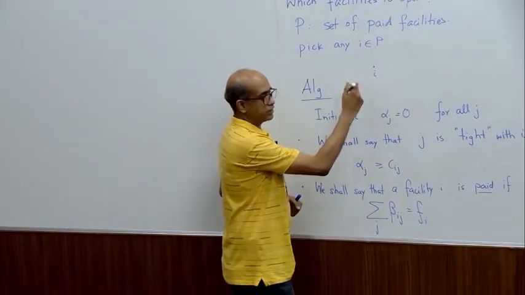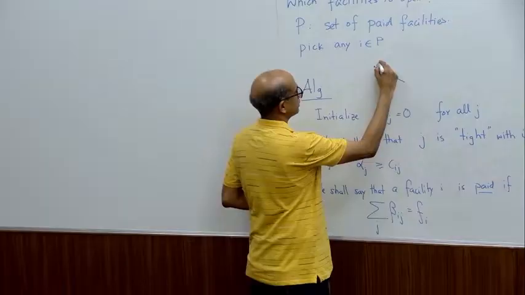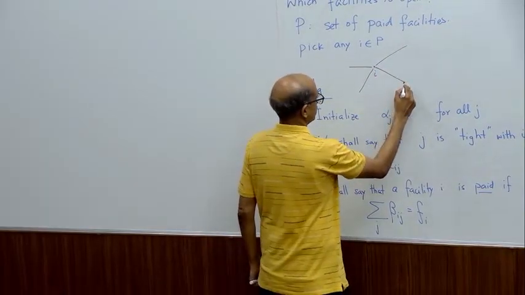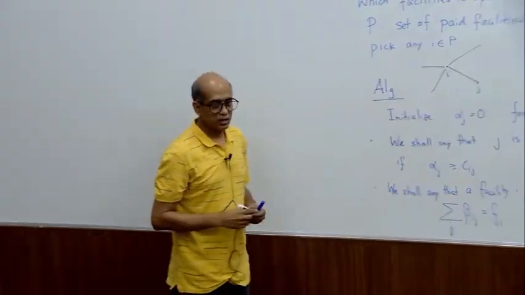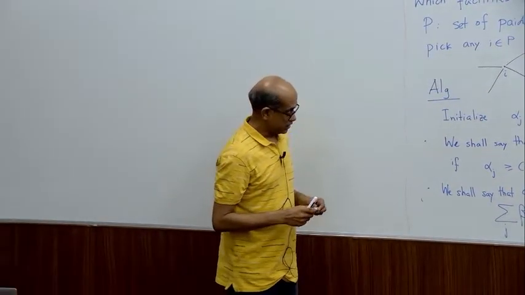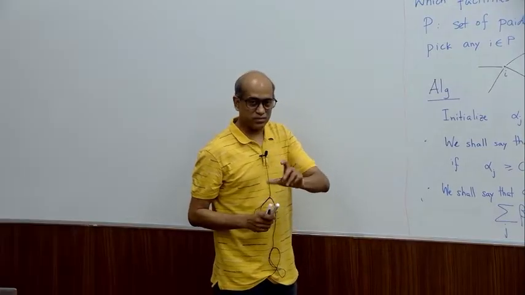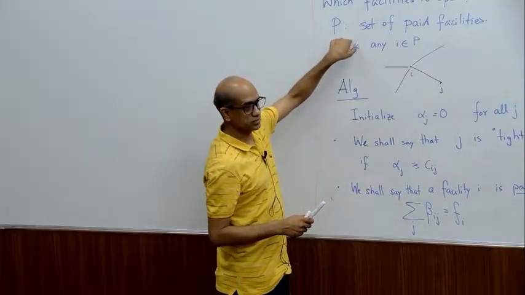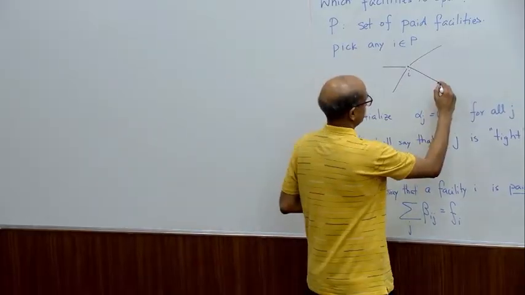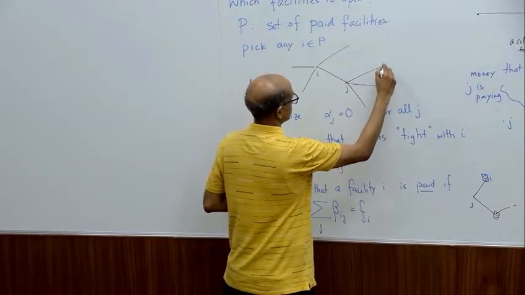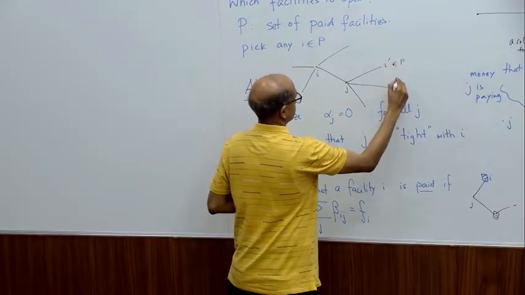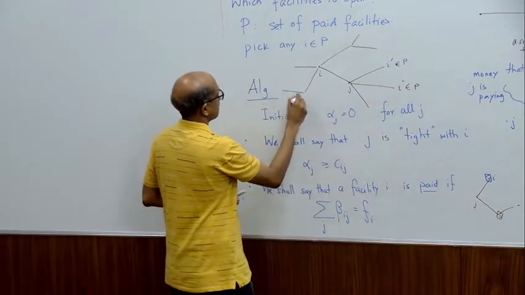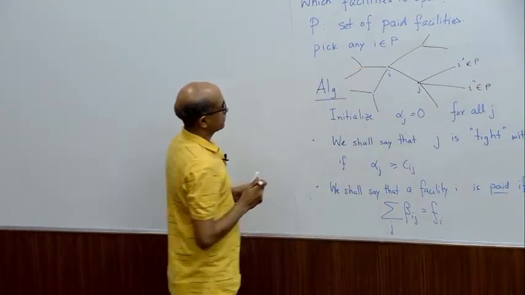So pick any I in P and let's look at all the demands which are tied with it. So these are the demands which are tied with it. So it's again like the clustering step, you will see. Now these J will be tied with some other facilities in P. So they will be tied with some other paid facilities. So this I prime is in P as well. So this is clear.